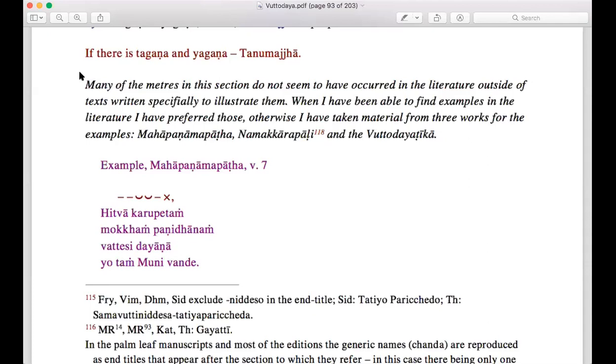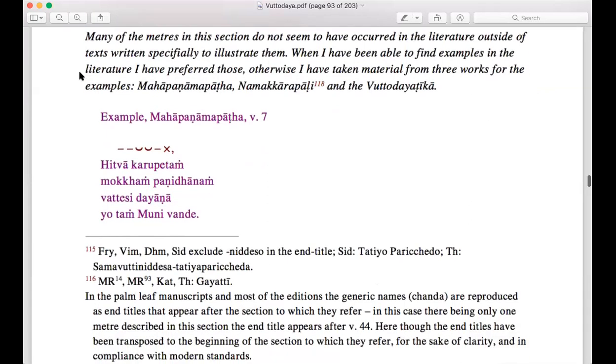There are some texts which are written according to Vuttodaya, like Namakkara Patha and Mahapanama Patha. Those works are composed according to Vuttodaya, with verses to pay homage to Lord Buddha or to explain his qualities, using the verses presented in Vuttodaya. So in those texts you can observe examples for these verses. But in the real literature, in the Pāli canon, commentaries or sub-commentaries, most of these verses are not seen. You cannot find examples for most of these verses.